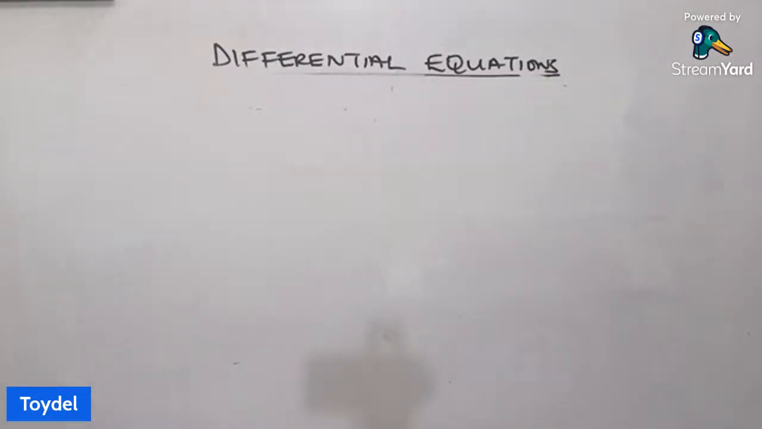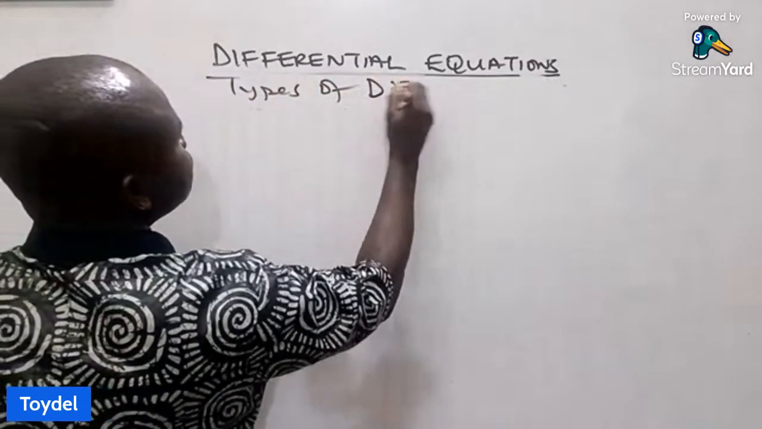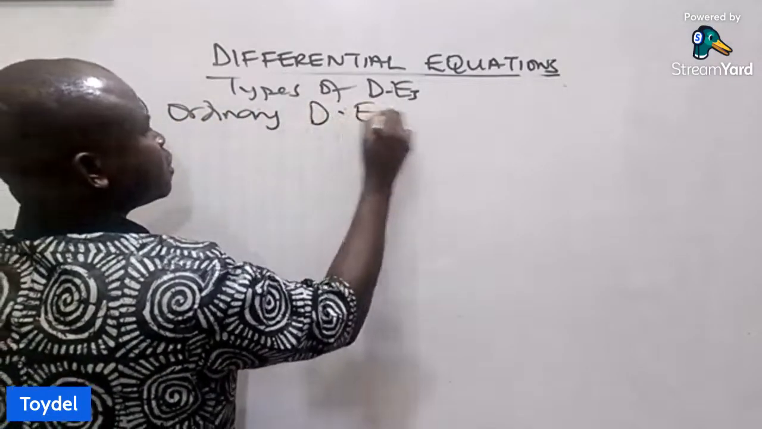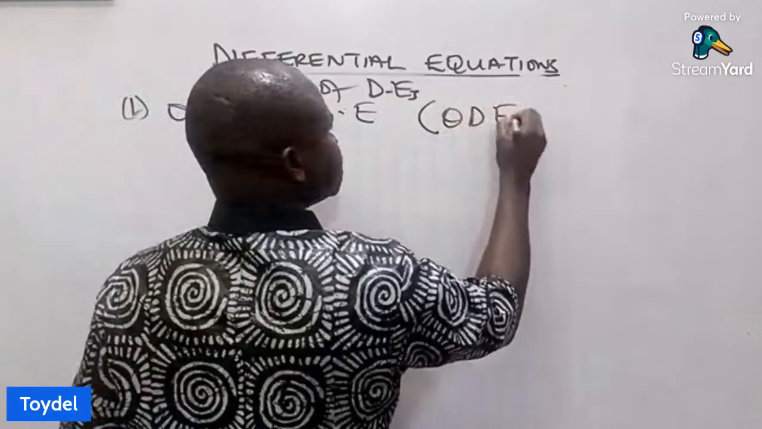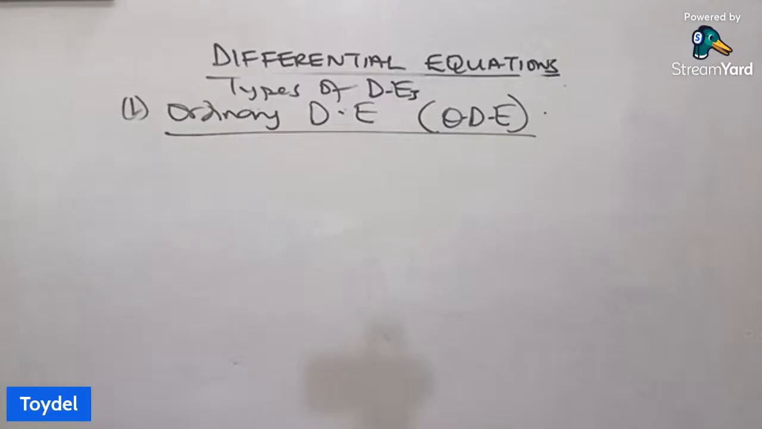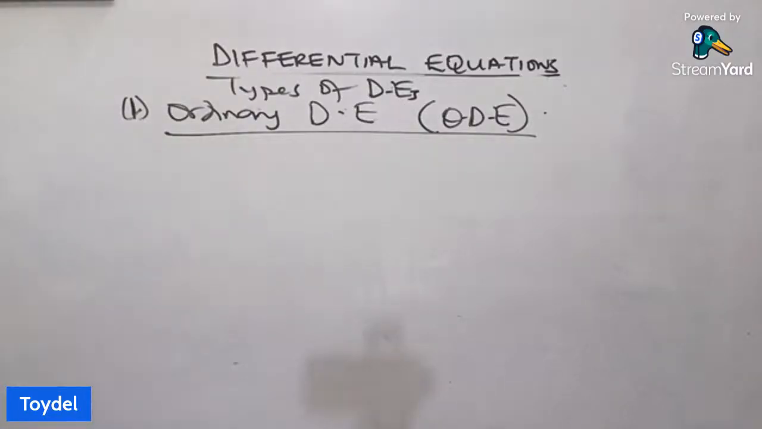The first one that we are going to talk about, types of differential equations, the first one is called ordinary differential equations. The abbreviation is ODE. A differential equation is an ordinary differential equation if the unknown function depends only on one independent variable. That is, under this ordinary differential equation, the dependent variable depends only on one independent variable.